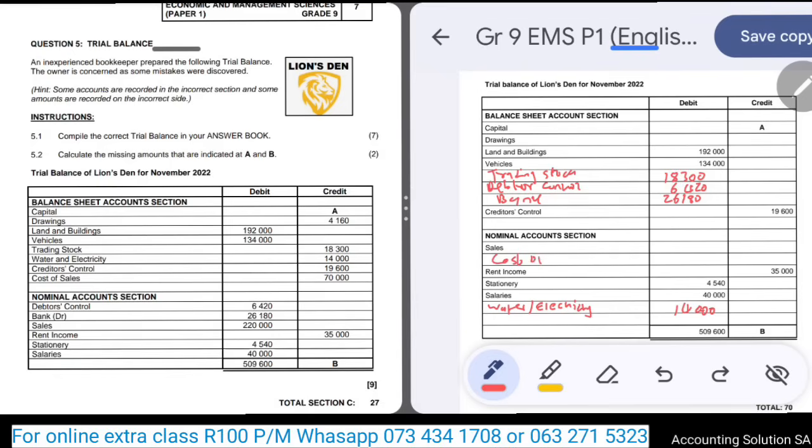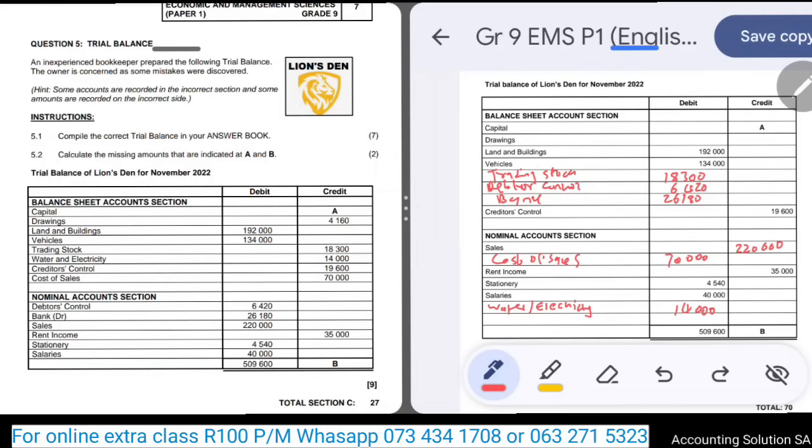In other words, we are repacking, guys. So you must cram this format when you go and write. And it must be on the debit. You have to cram even the side. Okay, sales 220,000, it must be on the credit. And the other one that they misplaced, rent income is 35,000. Okay, that's fine.